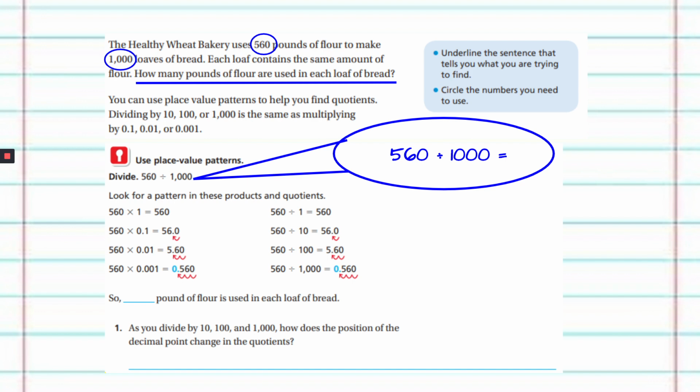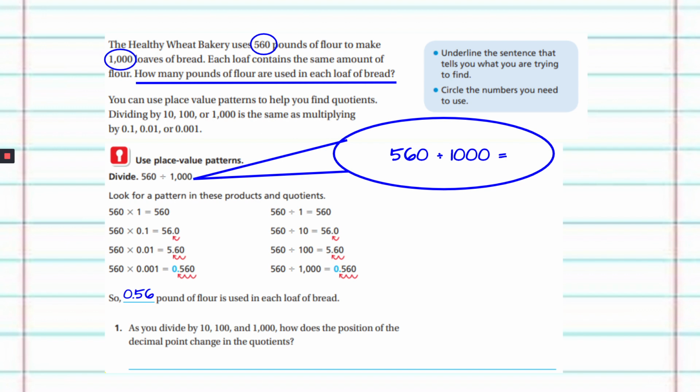Okay, so look at the pattern. 560 times 1 equals 560. 560 divided by 1 is 560. 560 times 1/10 is 56. 560 divided by 10 equals 56. And the pattern is the same as you divide by 100 and 1,000. So 56 hundredths pounds of flour is used in each loaf of bread.